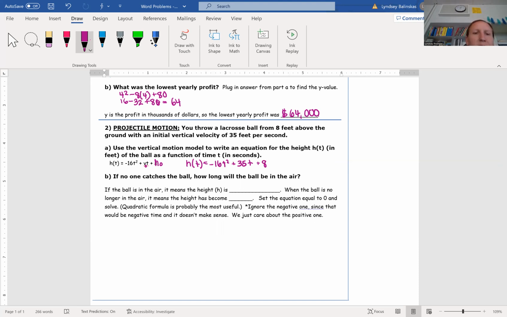So now the true question says, if no one catches the ball, how long will the ball be in the air? So if we think about this, I'm going to draw a really rough graph right here. Okay, the ball's thrown from 8 feet. It's going up, up, up in the air, and then it's going to come land down somewhere over here.